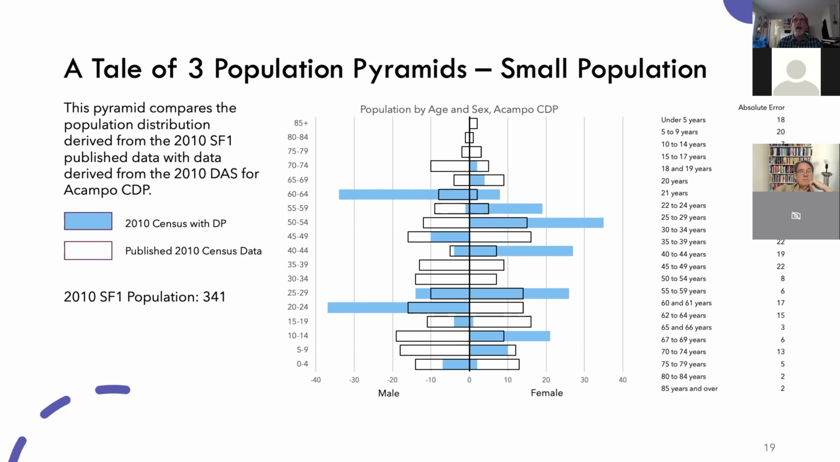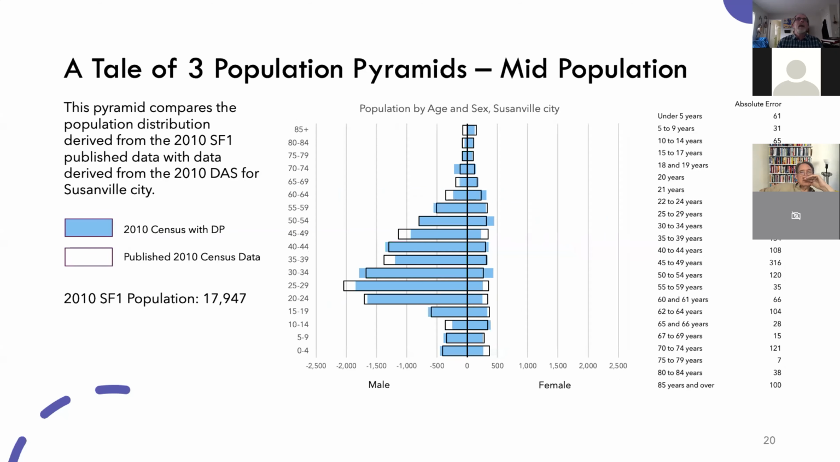and 25 to 29. On the right, I included a chart to show what the absolute error was between the Census Bureau's estimate in the original 2010 census release and the 2010 census with the DP. And you see the absolute errors by themselves don't look all that dramatic. They look fairly small, but when you take a look at what the actual graph looks like, because of the relative size of the populations in each of these age groups, it causes a dramatic amount of distortion.